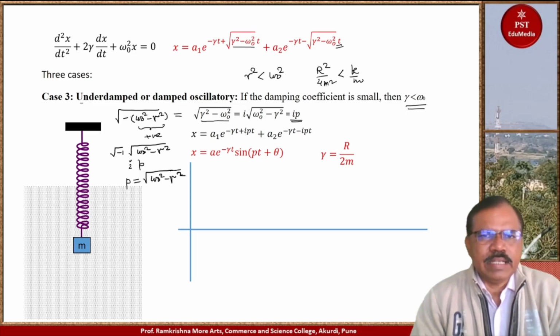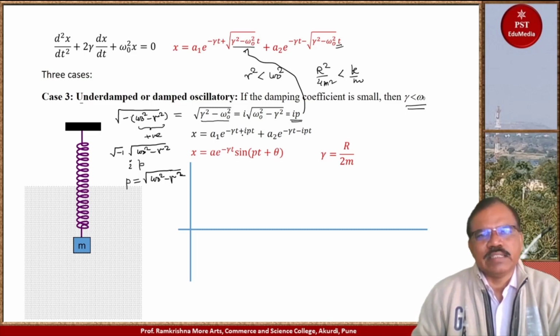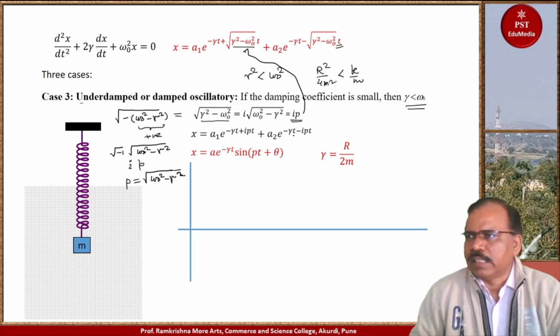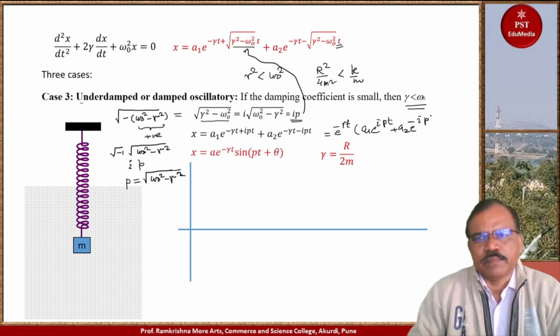Omega 0 square minus gamma square. Now if we use this one here, you'll get x is equal to a1 e raised to minus gamma t plus ipt plus a2 e raised to minus gamma t minus ipt. Now see here, e raised to minus gamma t is constant, so I can take it out: a1 e raised to ipt plus a2 e raised to minus ipt.